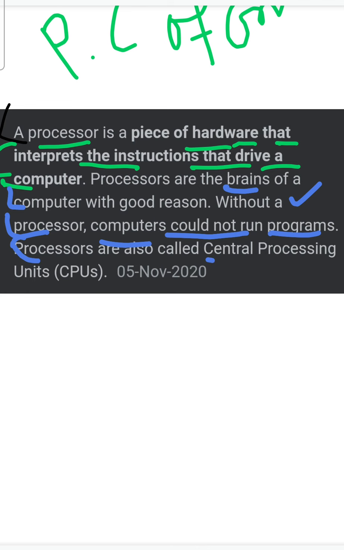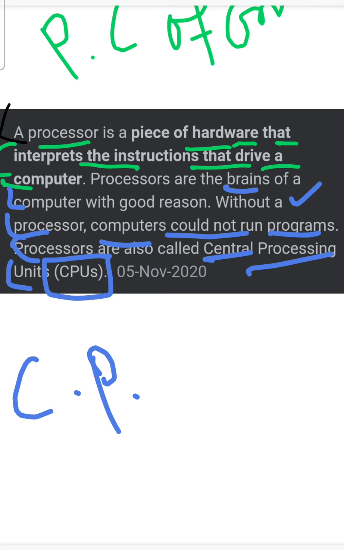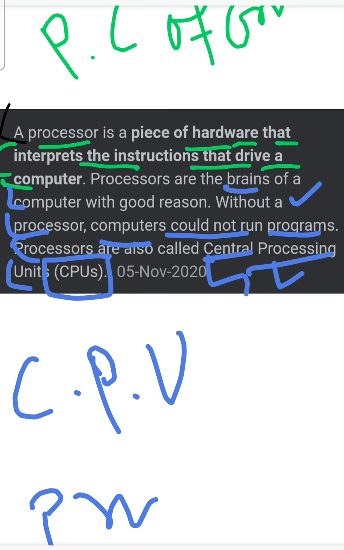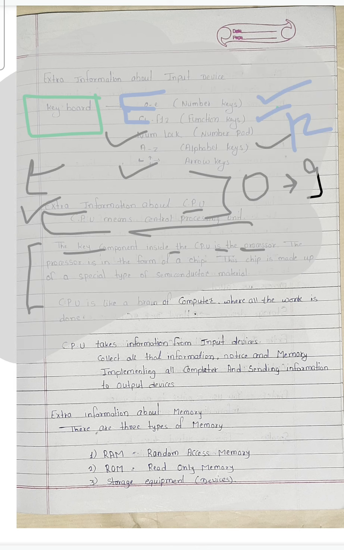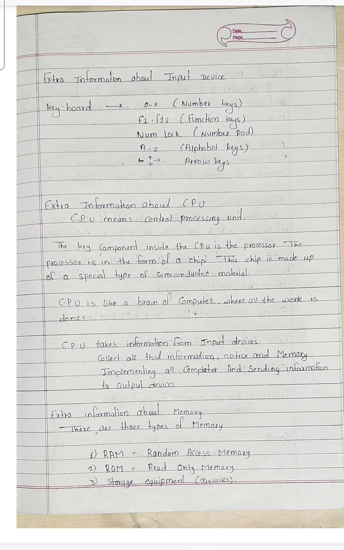Without a processor, a computer cannot run programs. Processors are also called central processing units, CPUs. The processor is also known as the central processing unit. Without the processor the computer can't start, or we can say the computer is not complete without the processor. The processor is in the form of a chip. This chip is made up of a special type of semiconductor material.